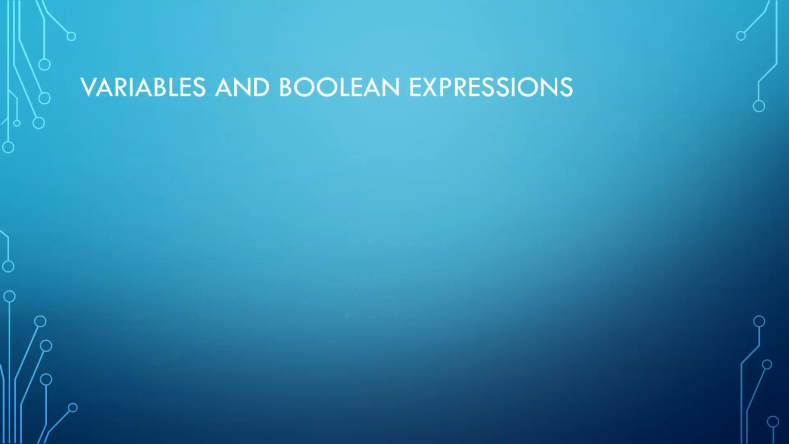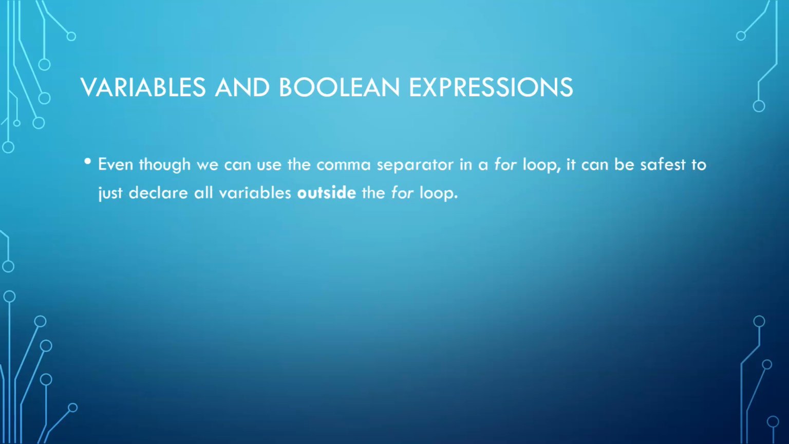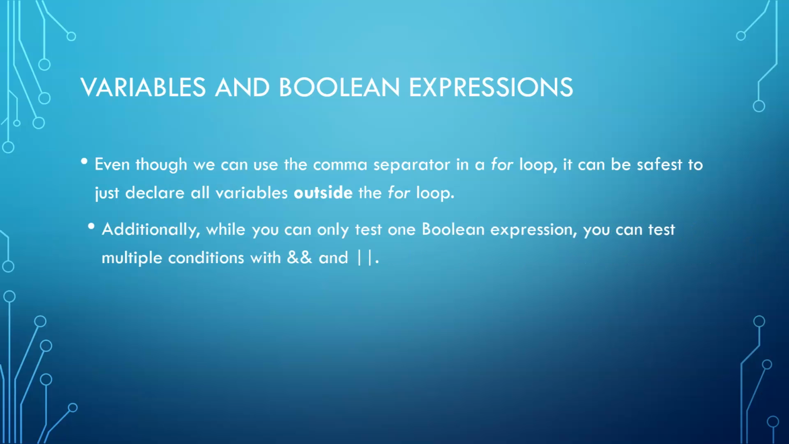All right, if we look at variables and their Boolean expressions, even though we can use a comma separator in a for loop, it is safest to just declare all variables outside of the for loop. Additionally, while you can only test one Boolean expression, you can test multiple conditions using and or.